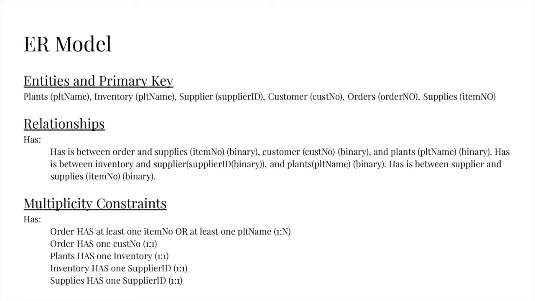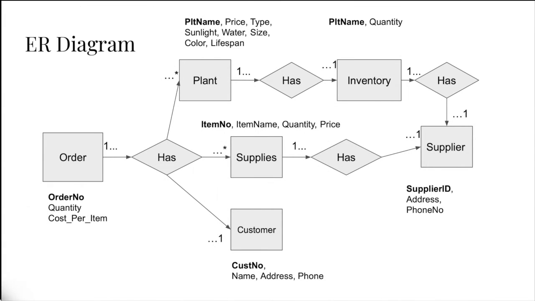A better way to understand the ER model is to switch out the word relationship with the word has. The entity order has one customer number. The relationship here is 1-to-1, meaning that each order will have one and only one customer associated with it. There will be several relationships between the entities. Some will have more than one, and others might not have any connections at all.